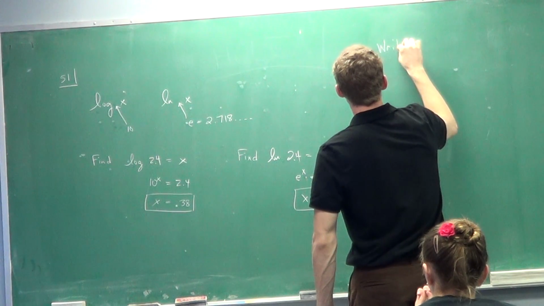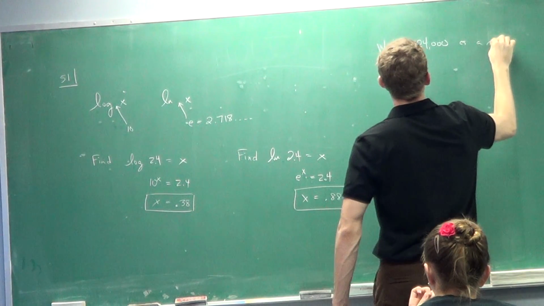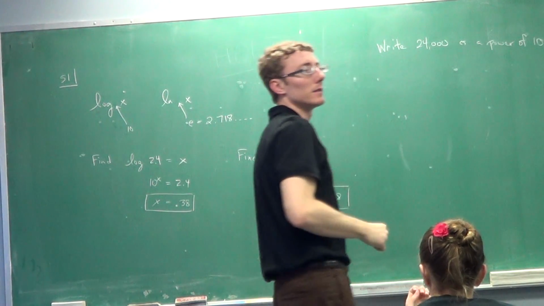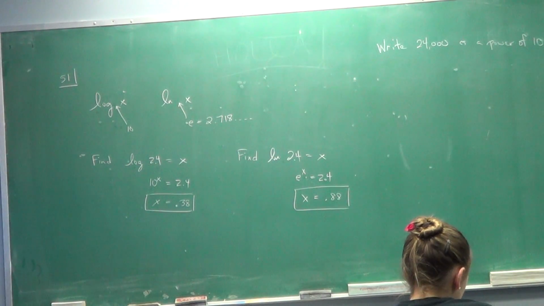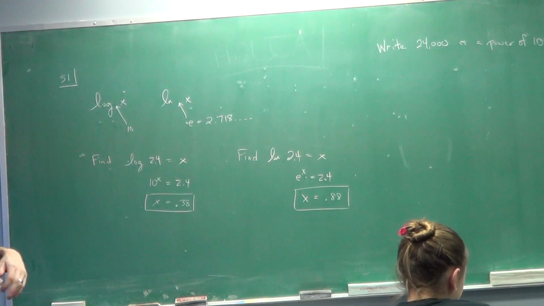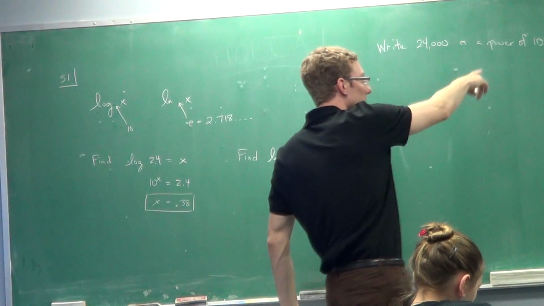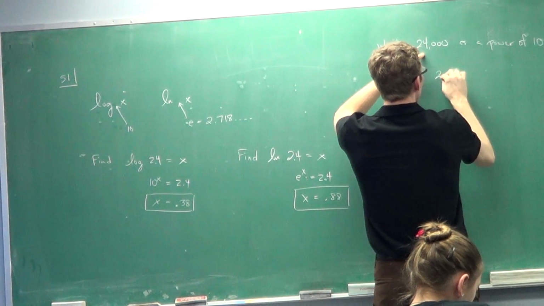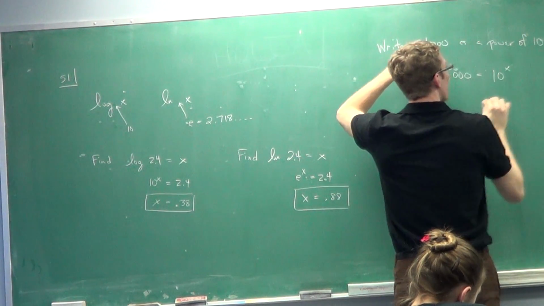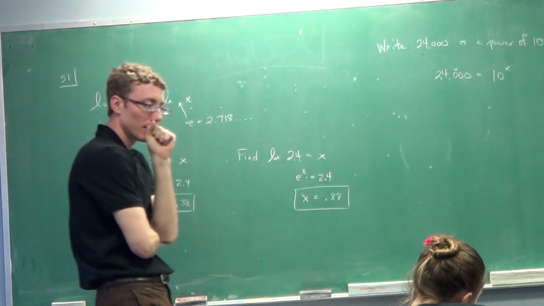Slightly harder questions. Write 24,000 as a power of 10. Whoa. Now, you can imagine, if you take 10 times itself a certain number of times, you could make 24,000. Here's what this looks like. We want to write 24,000 as a power of 10. Are you comfortable with the translation I just put up there?